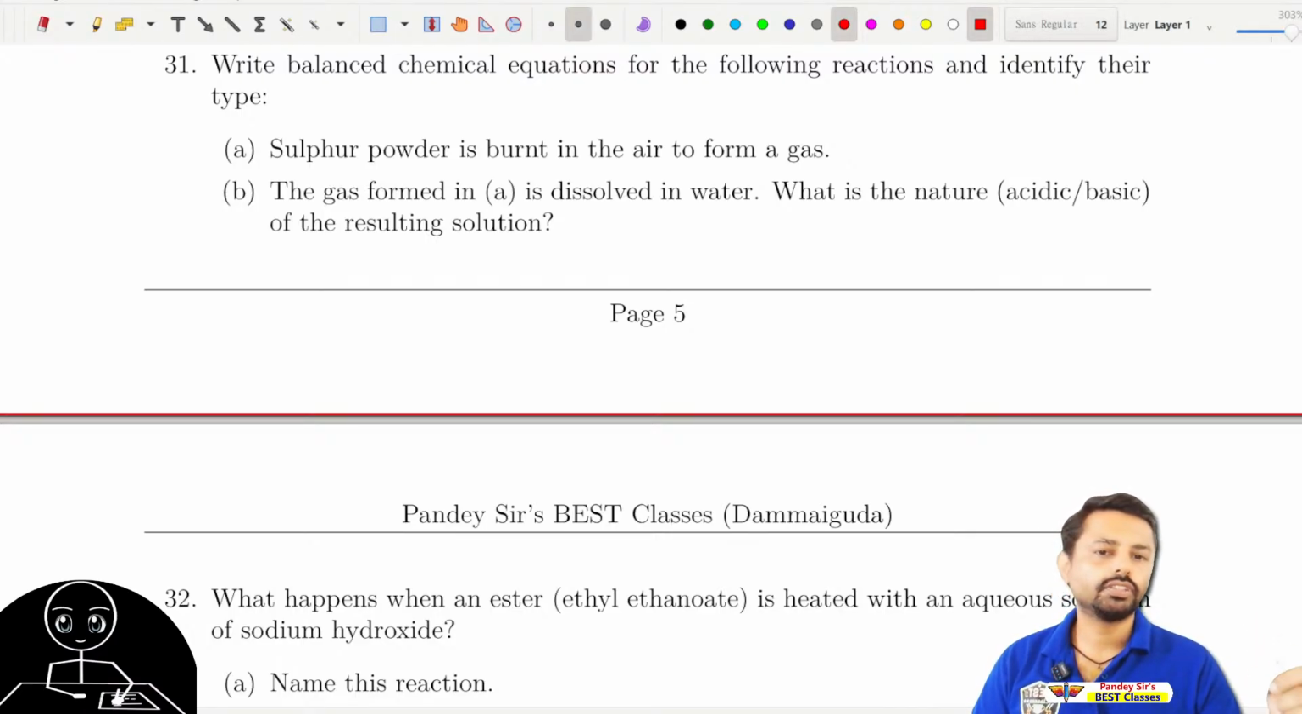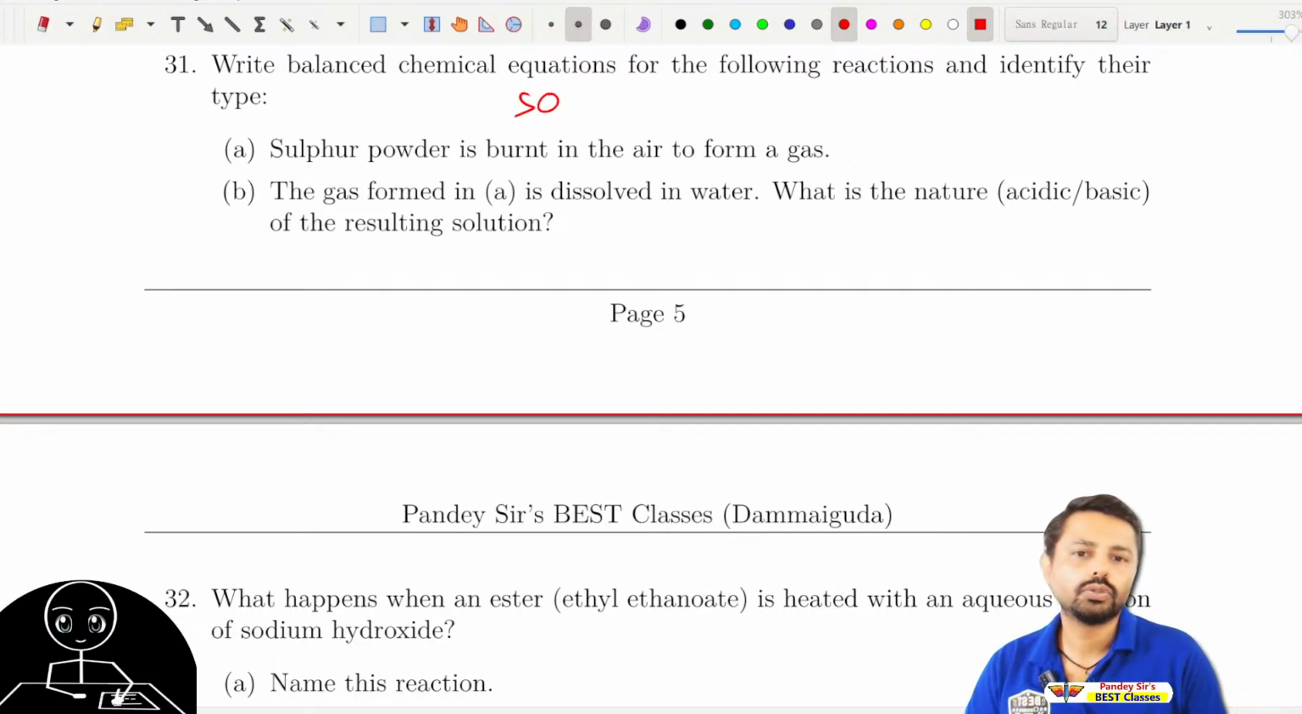Write balanced chemical equation for the following reactions. Identify their type. Sulfur powder is burned in the air to form a gas. S plus O2 should give SO2.